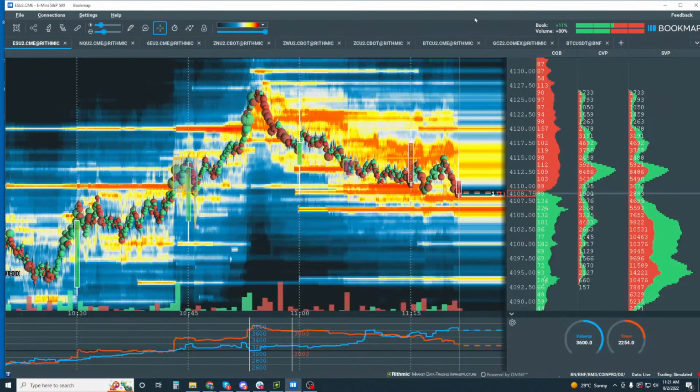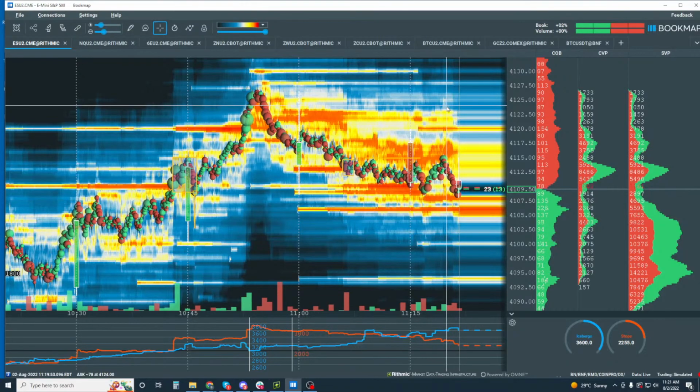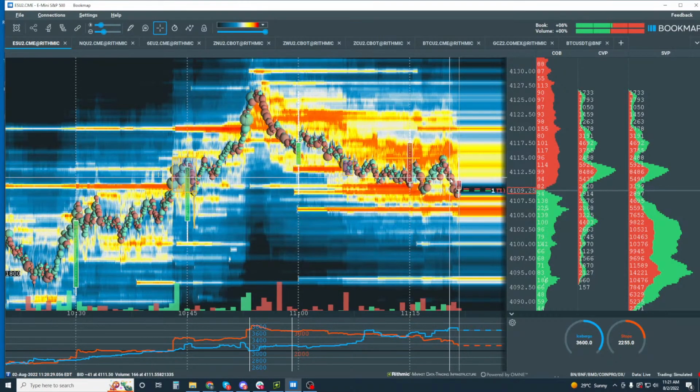Okay, and we're looking for the same thing in the order flow here. Okay, this failed up here. And it's back here. Look at the sellers come in here. Just looking for the move back down to here for now.